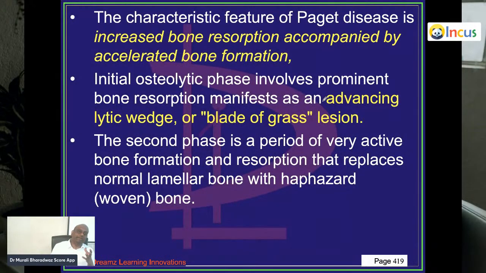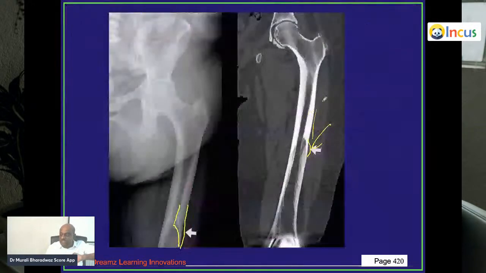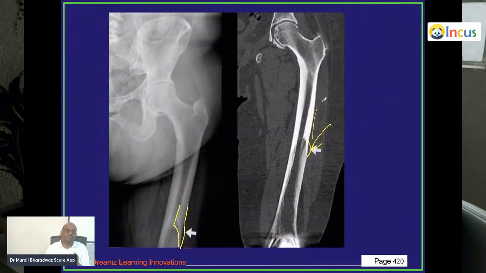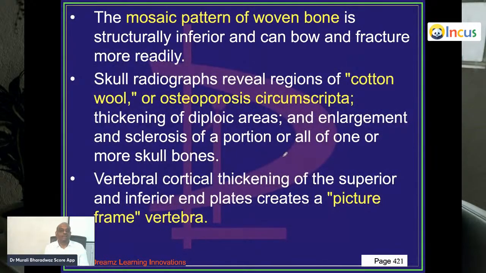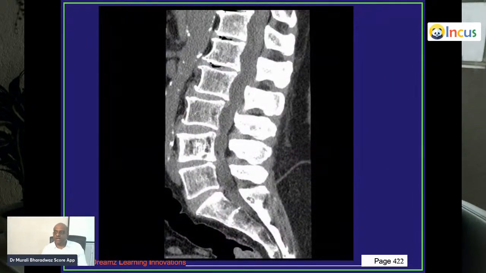So, blade of grass lesion. Why does it happen? Whenever Paget's is there, initially there is an osteolytic phase followed by osteoblastic phase. During that osteolytic phase, there is a lot of resorption of the bone, and that lysis leads to the blade of grass sign. Then what is this called? This is called the picture frame.